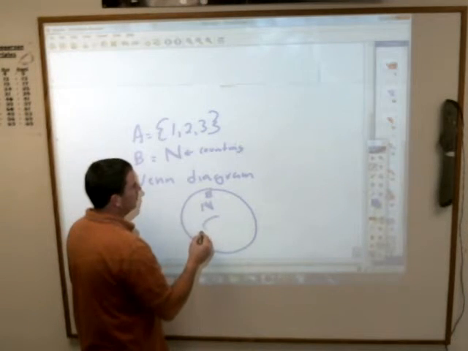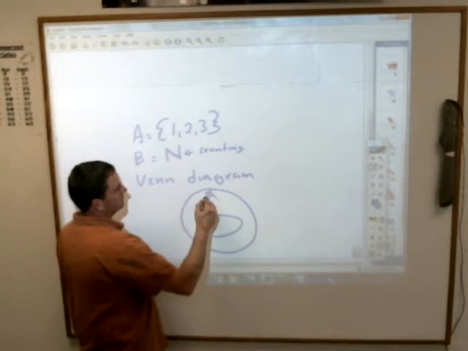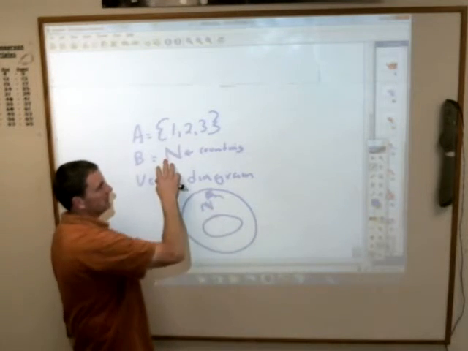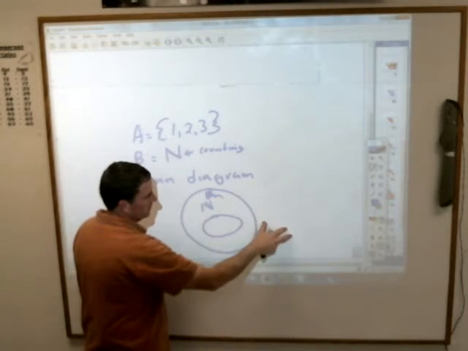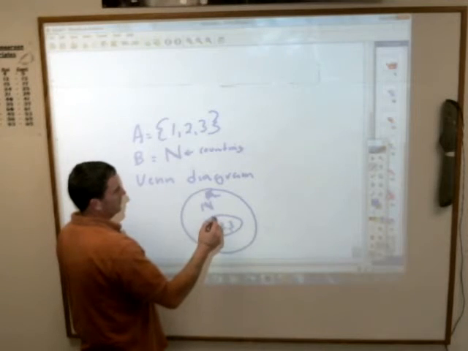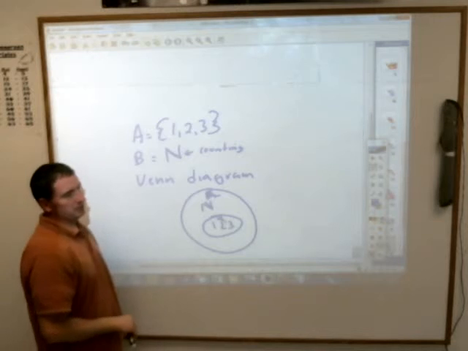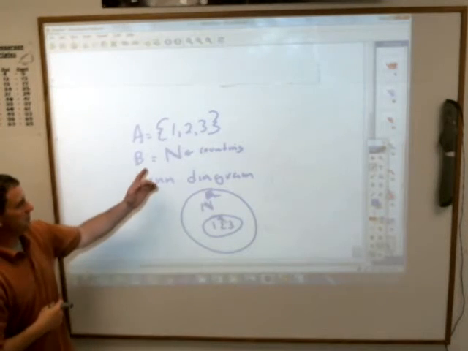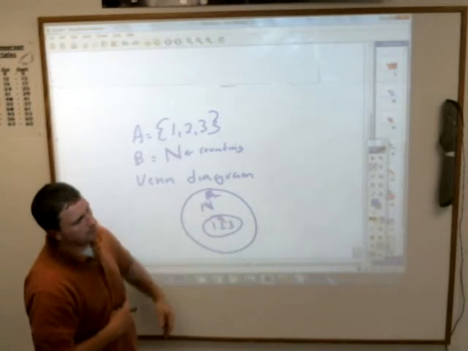There are no numbers, I'm sorry, this should have been A. There are no numbers in A that are not in B. There's no numbers out here for that. So you put your numbers 1, 2, and 3 in here. That's your letter A. It all goes completely inside of all the natural numbers because there are no numbers in this one that wouldn't be in that one. So the whole circle is consumed by that.